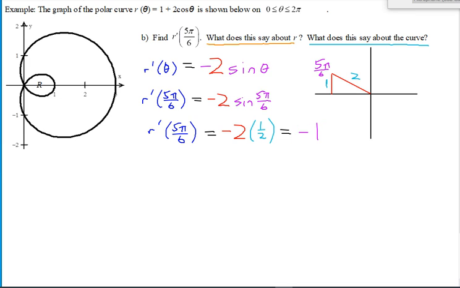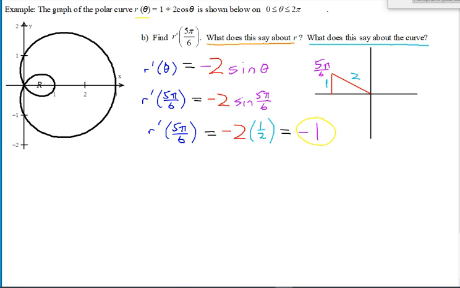Now we've got to interpret this. What does this say about R? Well, remember the first derivative, this was R right here, always tells you whether the original function, based on whether it's positive, is increasing or decreasing. So since we have a negative answer, the radius is decreasing. And if the radius is decreasing, what does that say about the curve? That means the curve itself is moving closer to the origin. So that's the two different things it's asking you about on this problem.